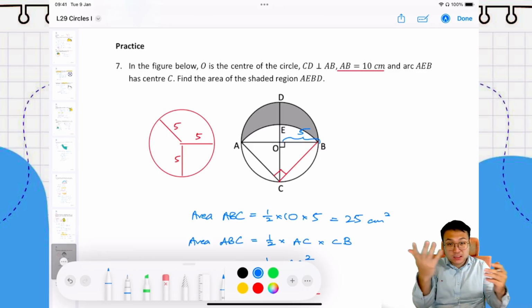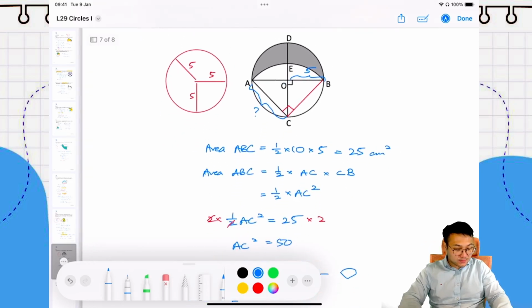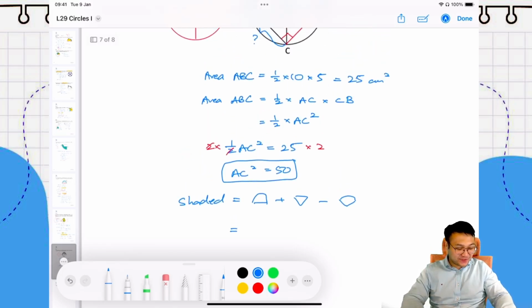Now you just need to find the area of the quadrant. How do you find the area of the quadrant? The radius of the quadrant is AC, right? Now, obviously you don't know what AC is, but you do know that AC squared equals 50. That is already going to help you to find the area of the quadrant.